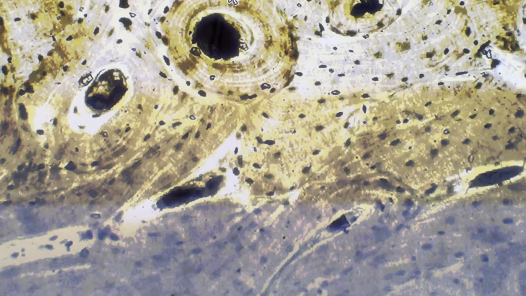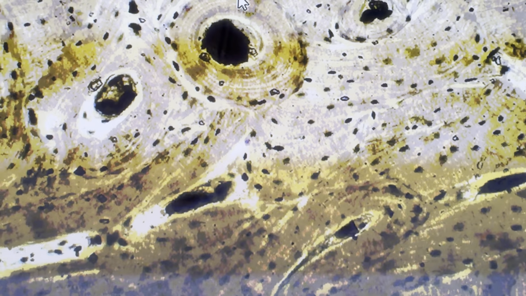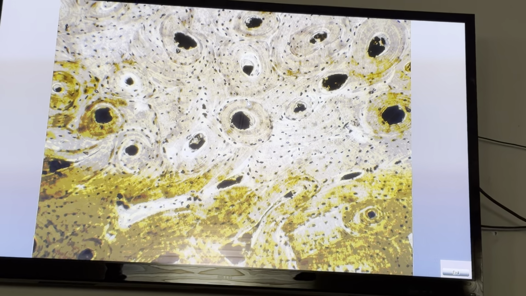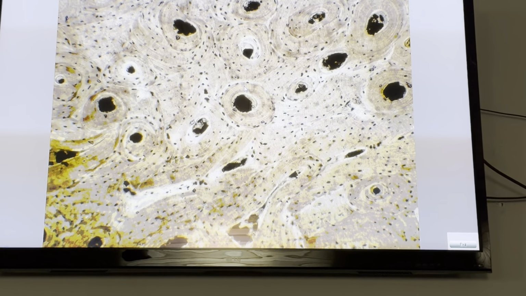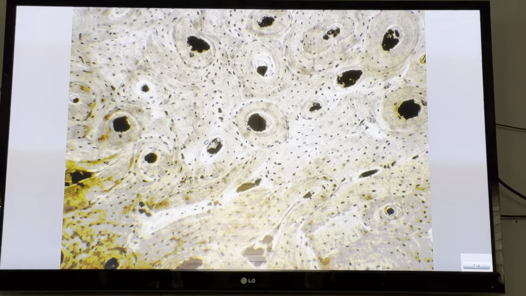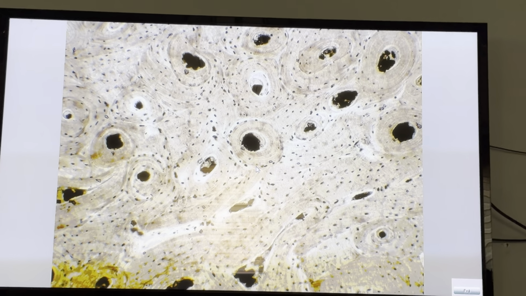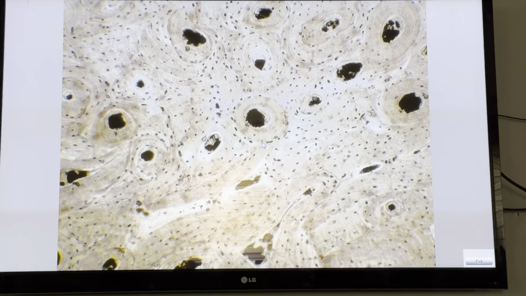Each osteocyte is found within a single cavity called lacuna. Osteocyte, lamella, Haversian canal, the whole structure called osteon or Haversian system.